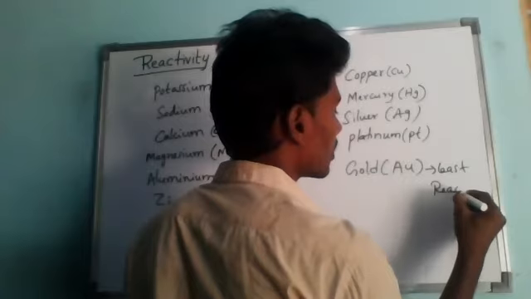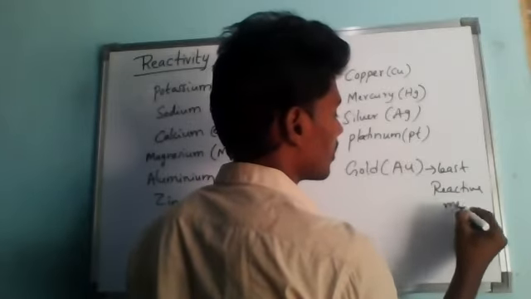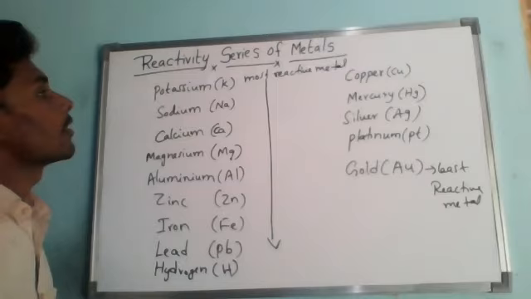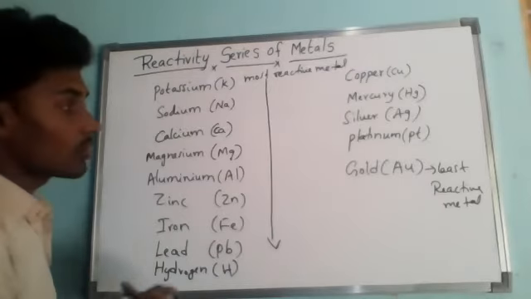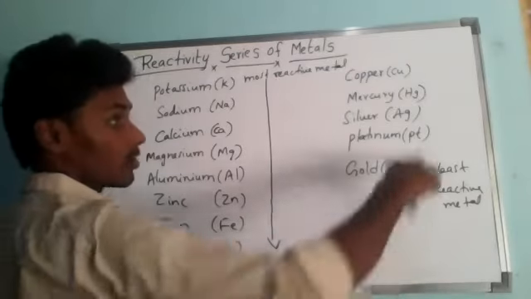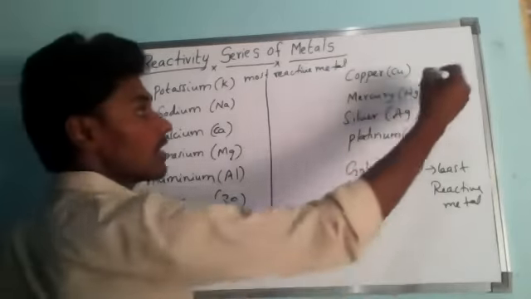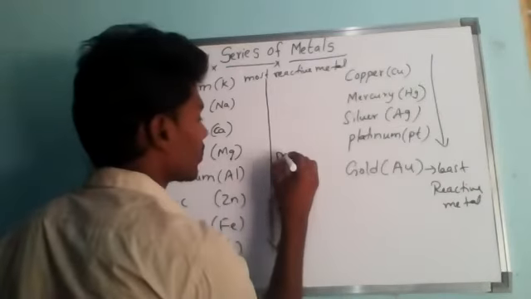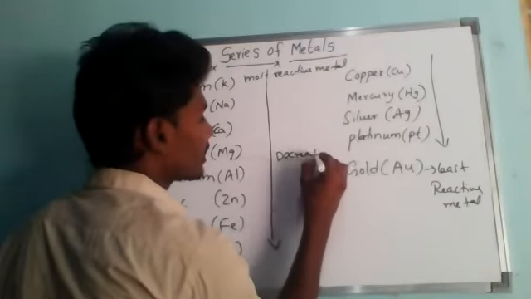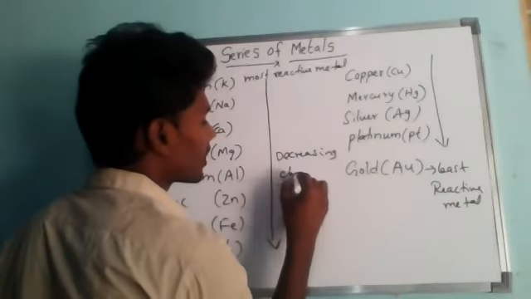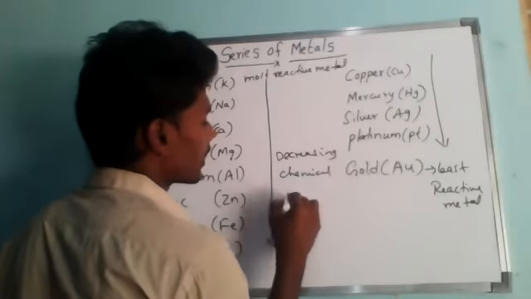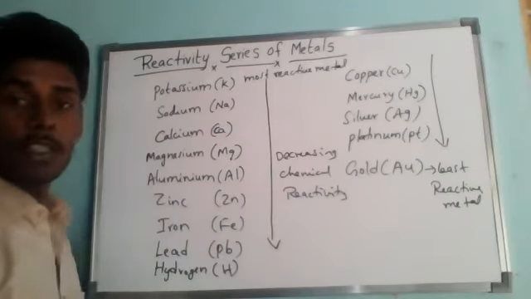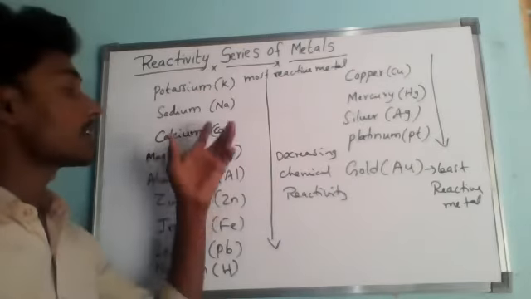Least reactive metal. Understanding? And most reactive metal is platinum. Sorry, potassium. So now if you go from here, after this you have to continue down only. You have to write this also. So this is what? Decreasing chemical reactivity. You have to note it down. Decreasing chemical reactivity. Understand? So this is called the metal activity series, the reactivity series of metals.